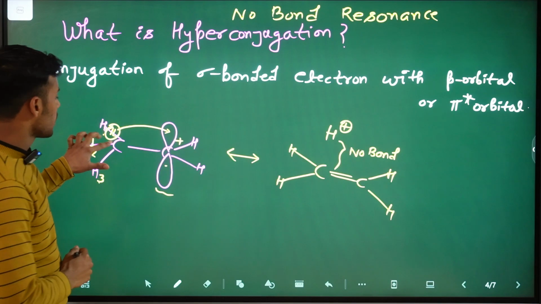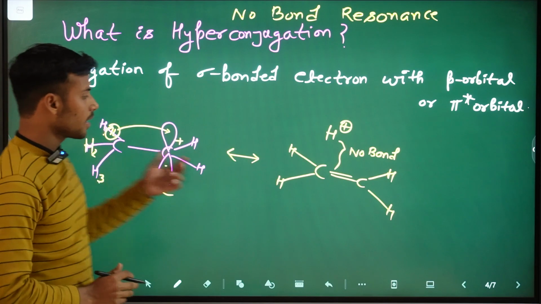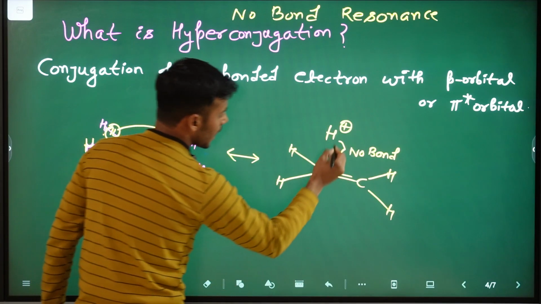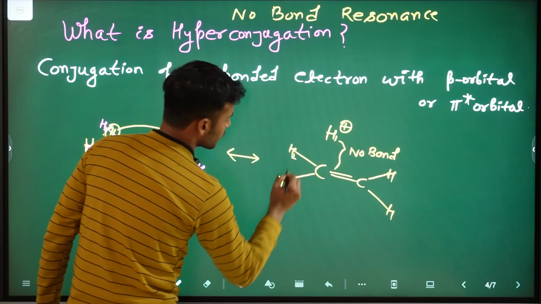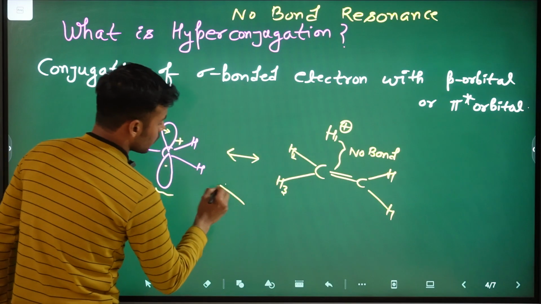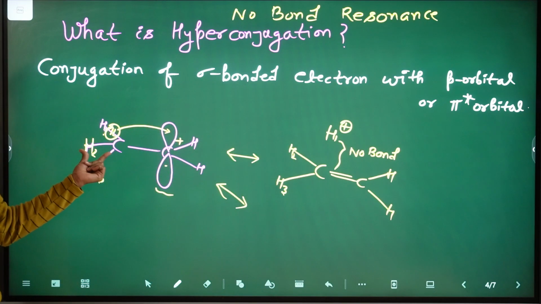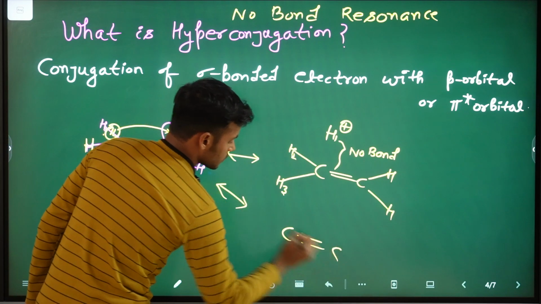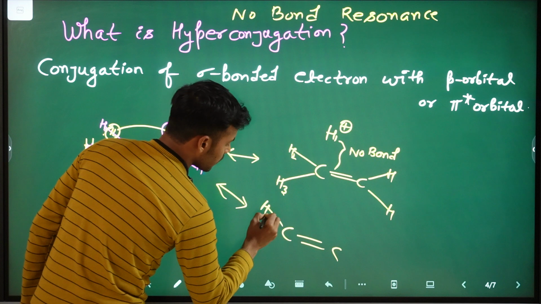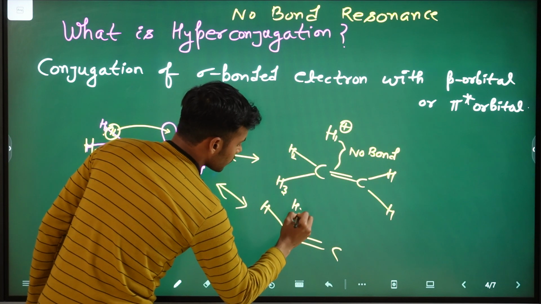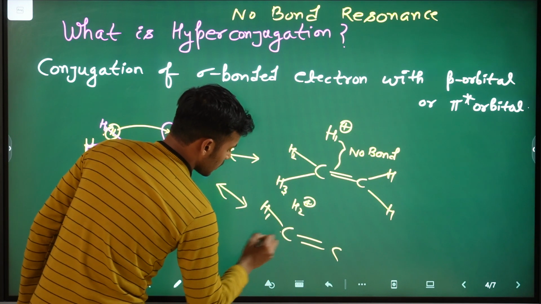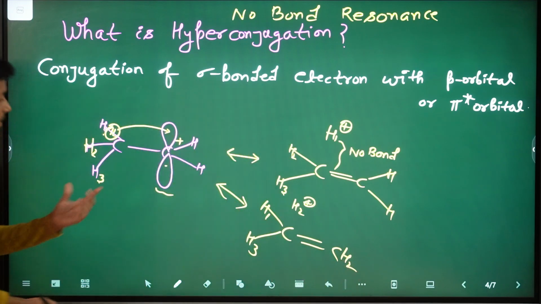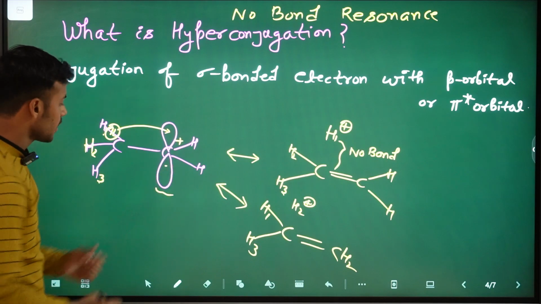Here what will happen, the CH1 bond will break and form this structure. So this is H1, this is H2 and H3. We can also take the CH2 bond. So the CH2 bond will break and form this structure, and the CH3 bond also breaks.